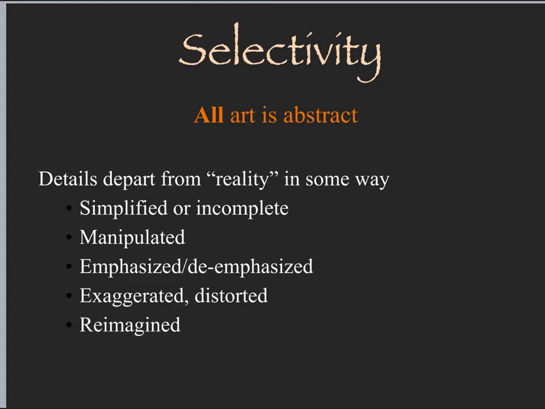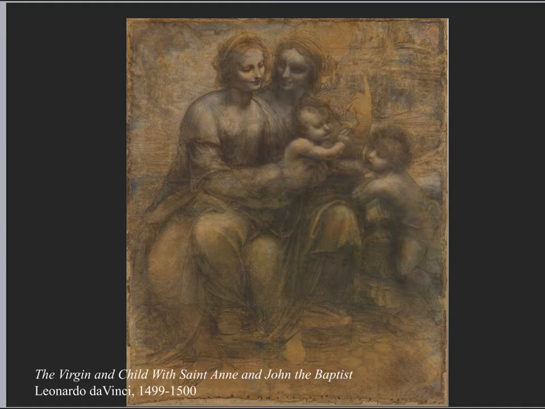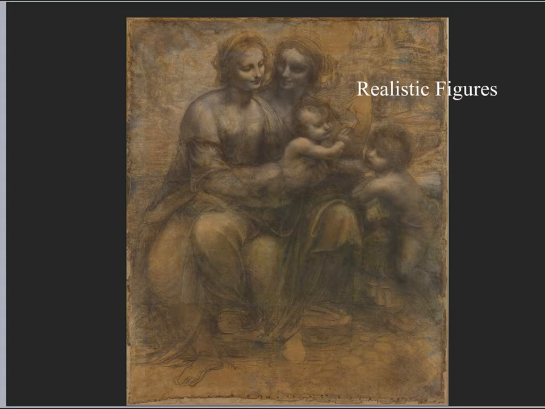So what good artists do is they do their best to choose and control how their work is going to depart from reality. And they're going to simplify or manipulate or exaggerate or distort or reimagine reality in order to make their art. So this is a little tricky of a concept to really talk about, especially in this distance learning mode. So let's look at some masterworks of art to see how some artists manipulate reality to create their art.